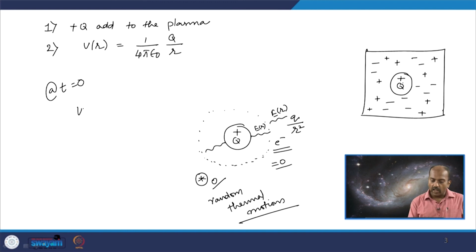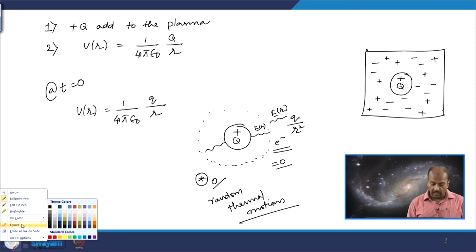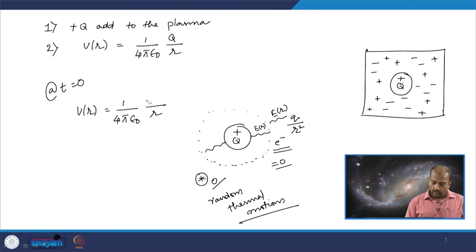The potential as a function of distance is V of r equals 1 by 4 pi epsilon naught, q by r. Let us say we have the test charge indicated as this, right. So, we write q by r. What is this? This is the potential, right. The moment you keep the charge inside the plasma, you suspend the charge inside the plasma. This is at t equals 0.